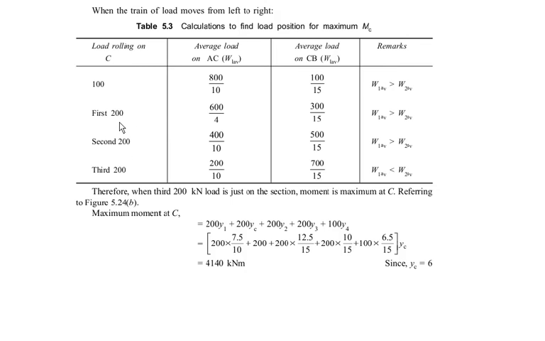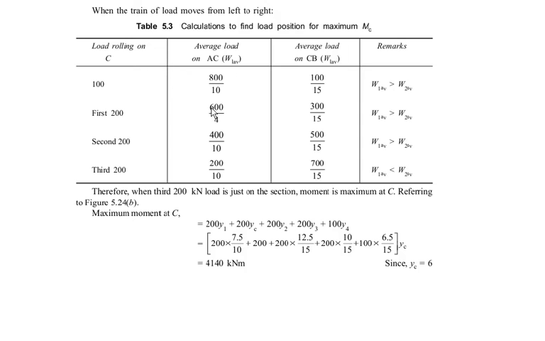So 100 plus 200, 300, divided by the length of the portion CB. That is 300 divided by 15. Now in the portion AC, the remaining loads, remaining three more 200 kilonewton loads are there.